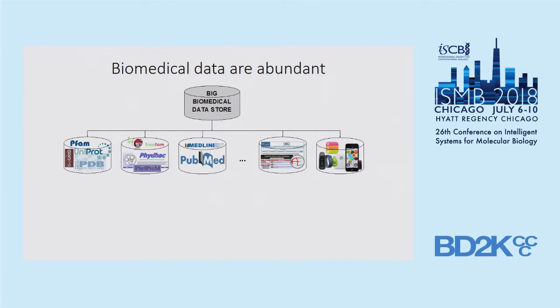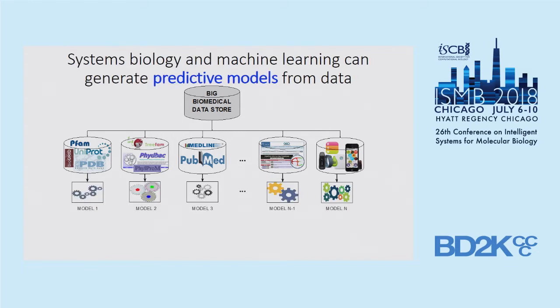Modern biomedical data collection is generating exponentially more data. And this data comes in a variety of formats. Sometimes systems biology and machine learning can help us generate predictive models from that data. But it's not always obvious or clear what is the most appropriate data set to use, what is the most appropriate view of the data to use, and even what predictive algorithm to use when training with this data.